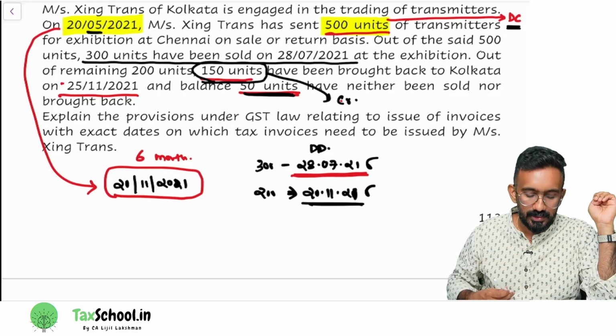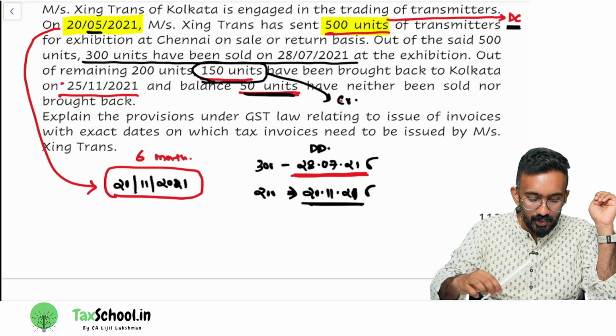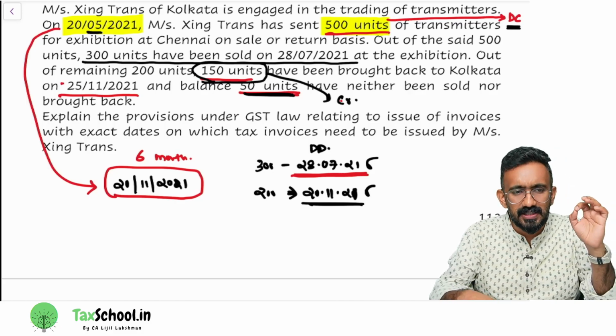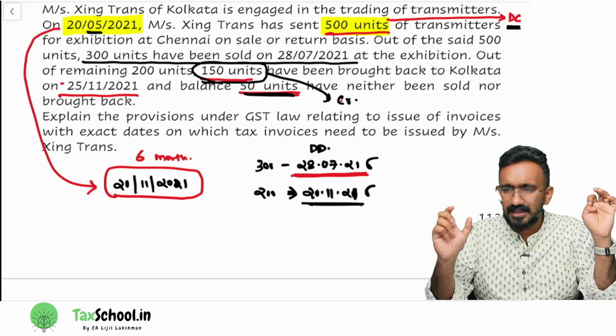Okay. So we finished off due date of invoice and HAM. We just have RCM time of supply to look at, but we'll take a 10 minutes break before that.